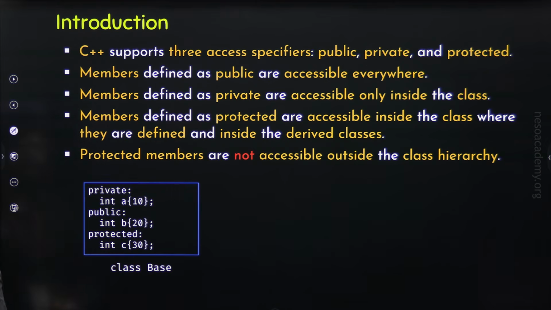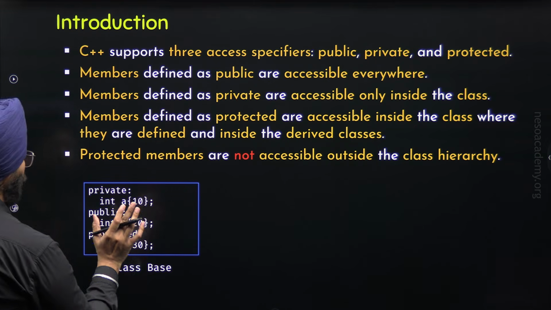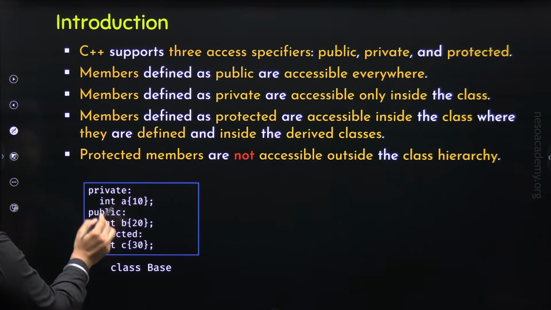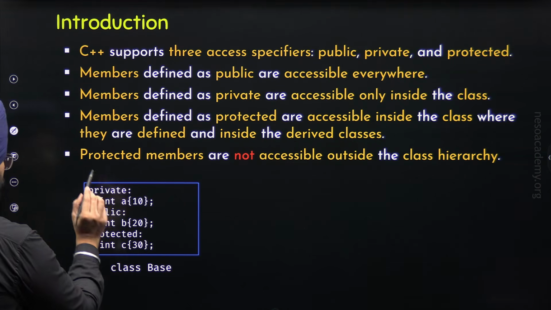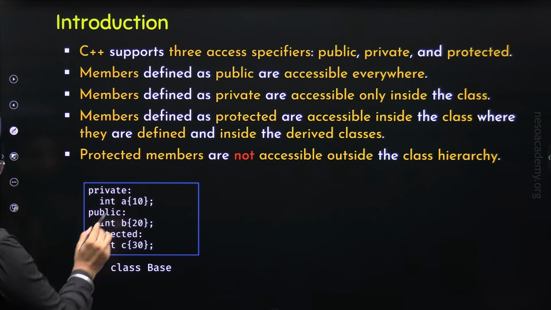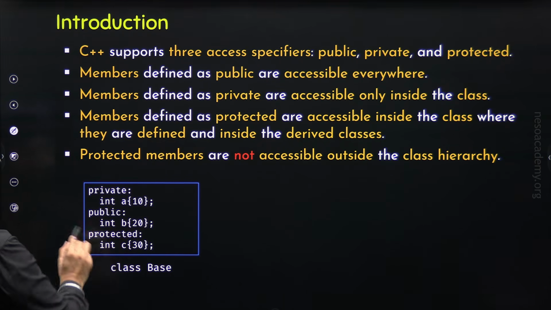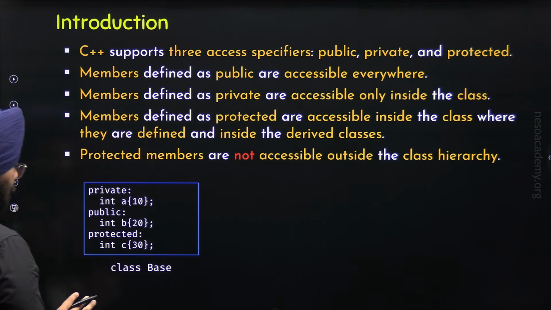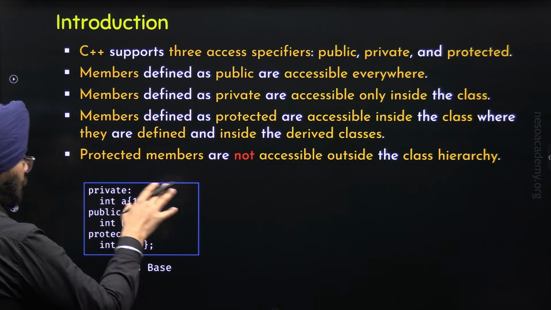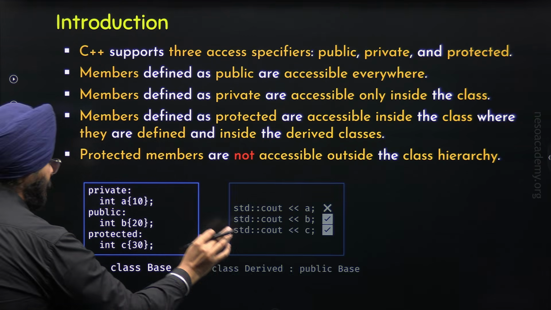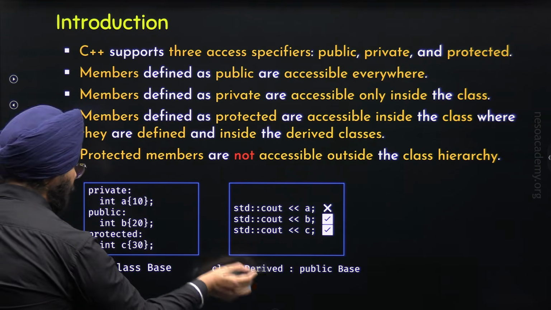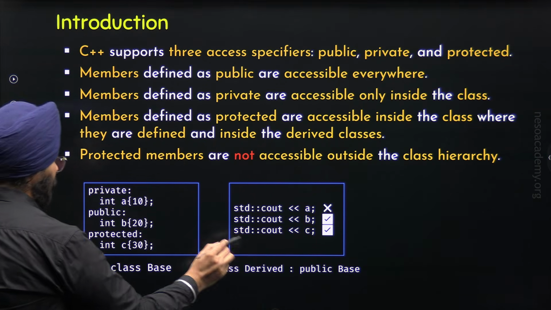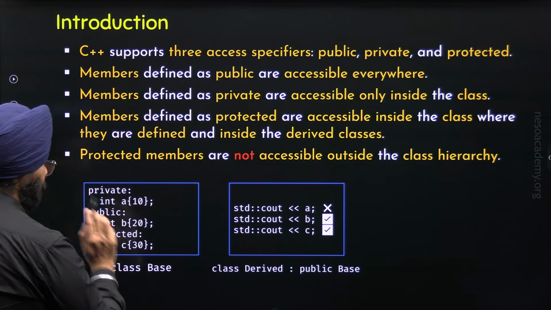Here is the example. Let's say we have a class called base. Inside the class, we have these members A, B, and C. Member A is the private member of this class, B is the public member of this class, and C is the protected member of this class. Now let us assume we also have one more class in our program, and the name of the class is derived. It is derived from the class base as mentioned over here. This means this class inherits from the class base.